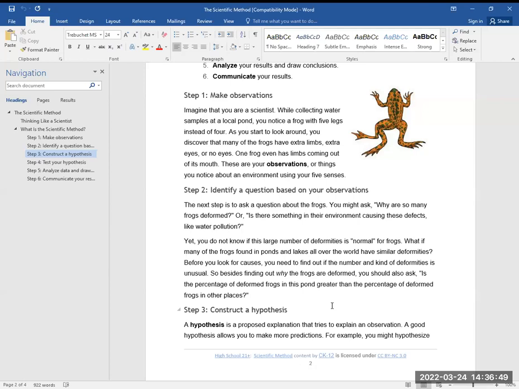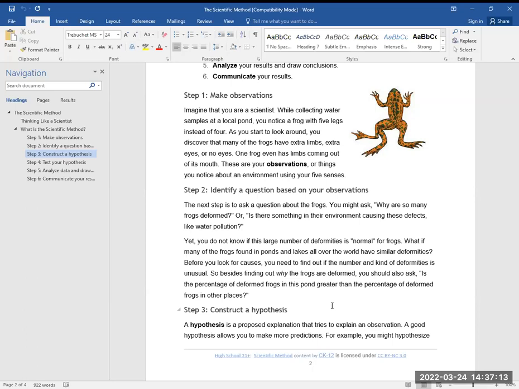These are your observations, or the things you notice about the environment using your five senses. Okay, so what you saw with your eyes, maybe you touched the frog, maybe you noticed a smell in the air. These are all observations, right? Using your senses to understand what's going on. Yeah?